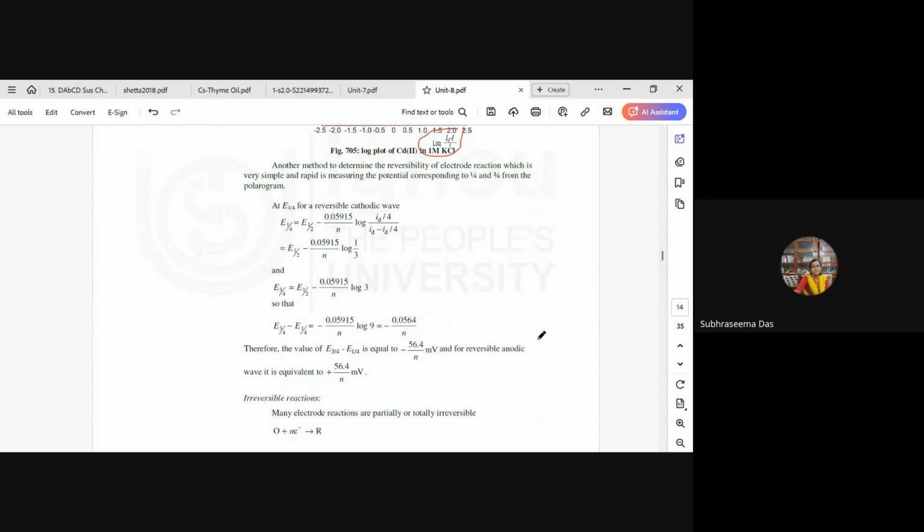Another method to determine the reversibility of an electrode reaction, which is very simple, is by measuring the potential corresponding to 1/3 or 3/4 of the polarogram.